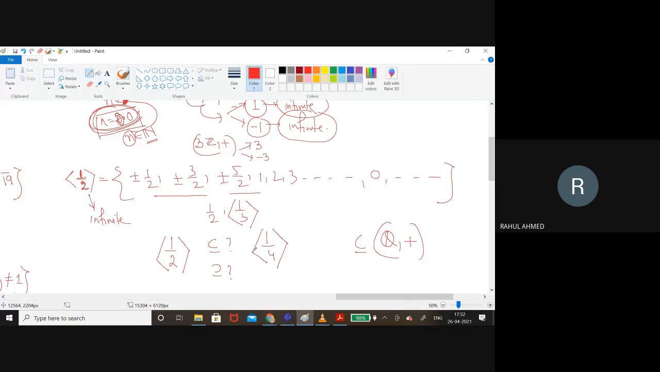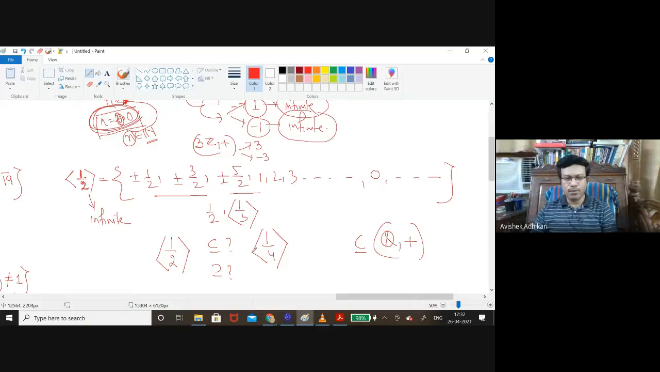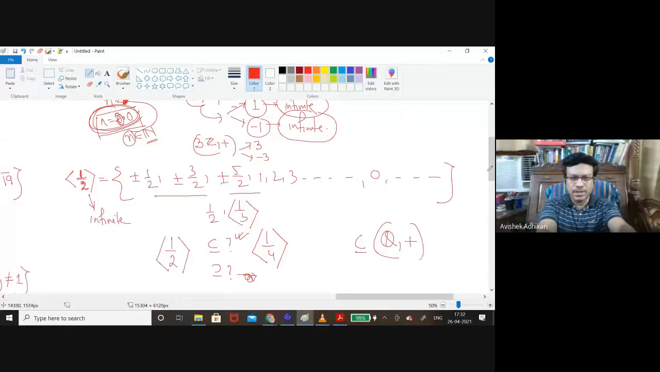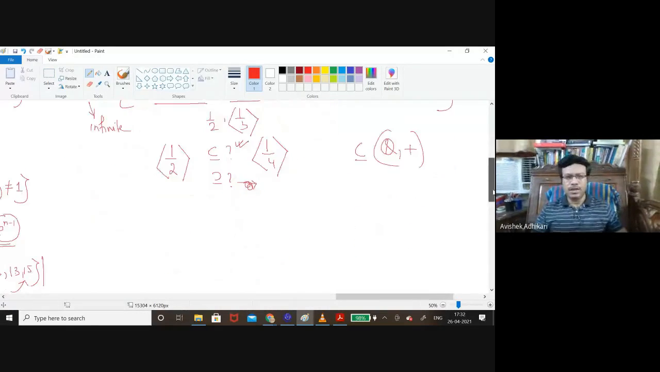Sir, 1 by 4 is bigger. Okay. Any others? That means according to you, this is true. Sorry. Yeah, this is a subset. According to you, this is correct, right? So what do you think? So everybody thinks like this: the subgroup generated by 1/4 is bigger. Yes, sir.